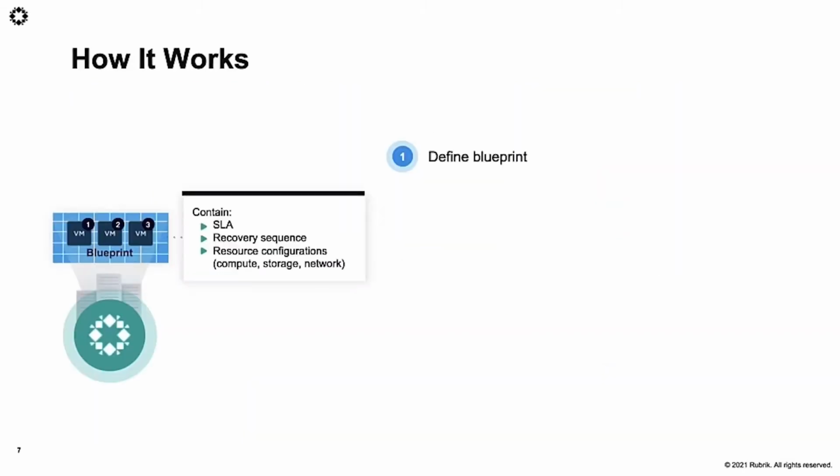All right, so let's talk a little bit about how it works. First of all, let's talk about the vernacular. In this market, you hear things such as runbook, virtual protection group, or something to that effect. Our equivalent is what we call an application blueprint, or blueprint for short.